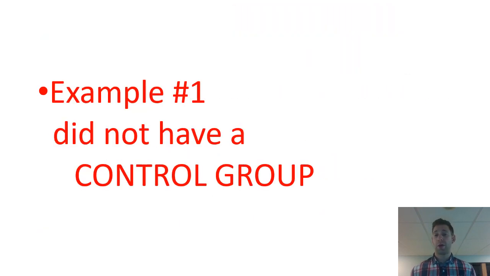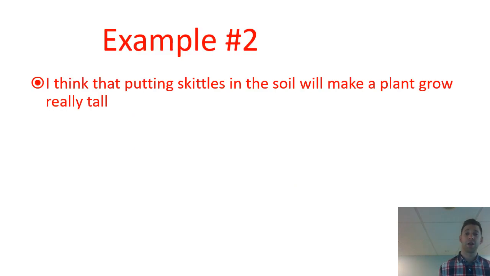There's no control group. I should have had another plant that I added 0 Skittles to, because there's a chance that that plant would have grown from 3 to 10 inches, whether it had Skittles or not. So without a control group, I actually don't know if the independent variable actually affected the dependent variable. So without a control group, that's an invalid experiment. Okay, let's try it again.